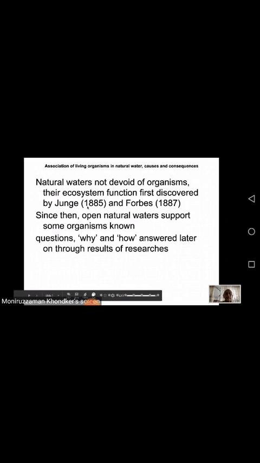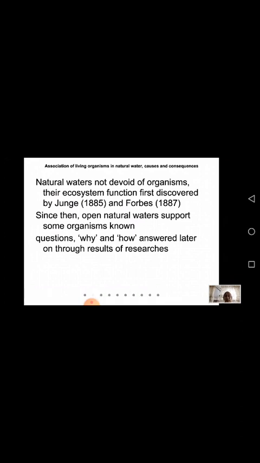So natural water was once thought devoid of organisms; their ecosystem function was first discovered by Hensen and Haeckel. They are two German scientists, and long before, it was actually not known that our water bodies are full of organisms. Open natural water supports some organisms. The questions of why and how were answered later on through research. So why do the organisms colonize the natural water, and how do they colonize?